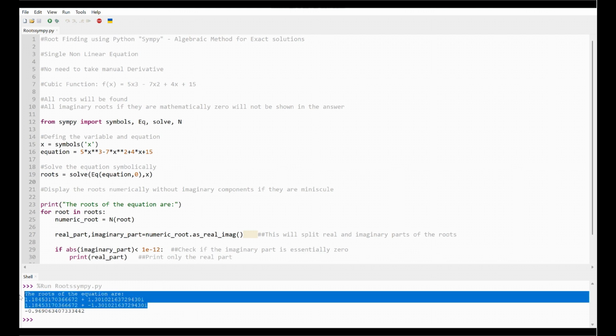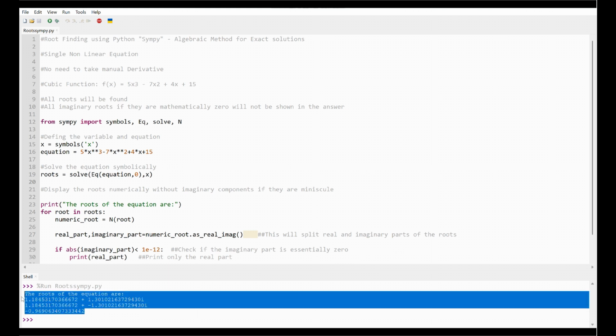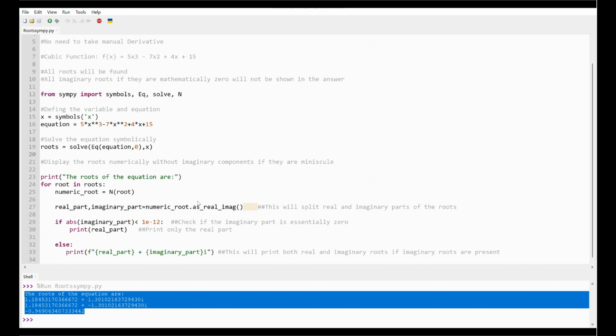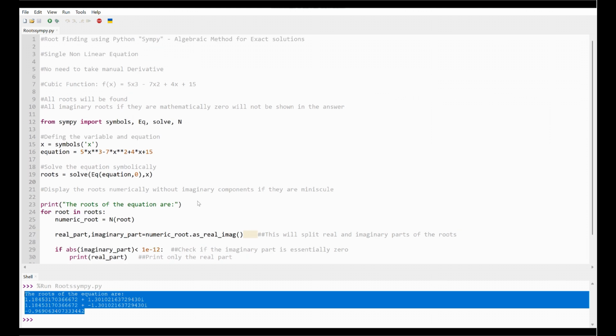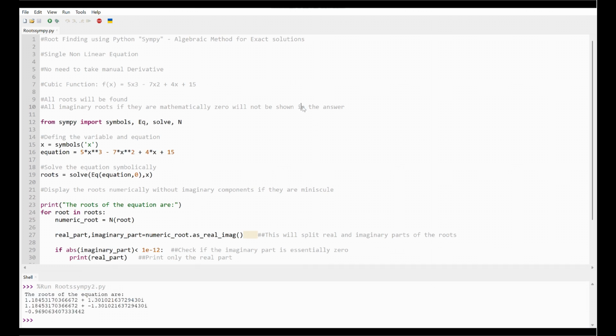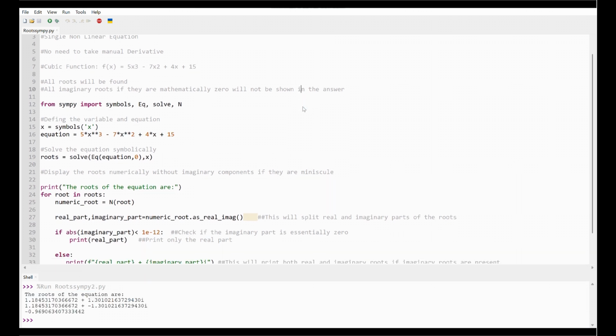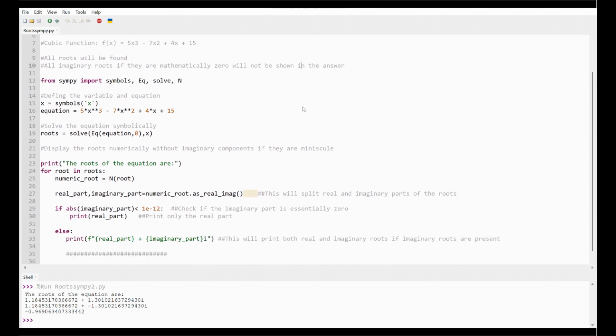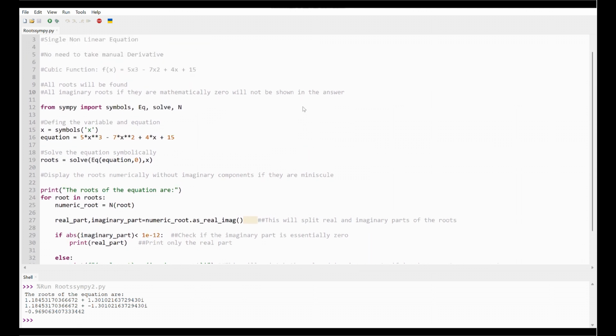But if the imaginary part was really small, if it had been 0.0000000000012 iota, then we would not have wanted that imaginary part. So there you go. This is another quick and easy way to get the roots of the equation, or to solve the equations. That's great.